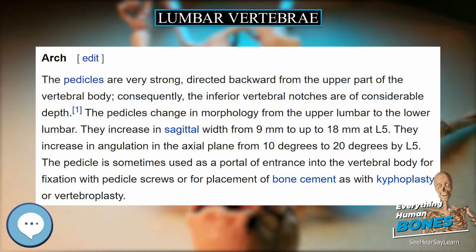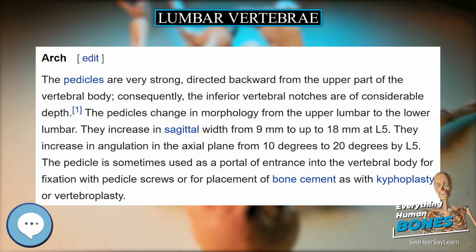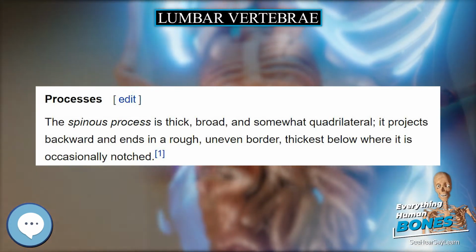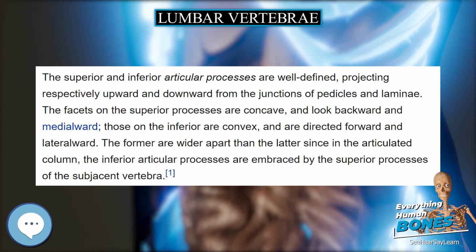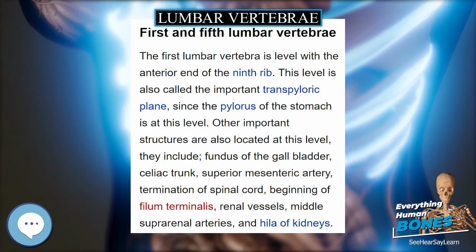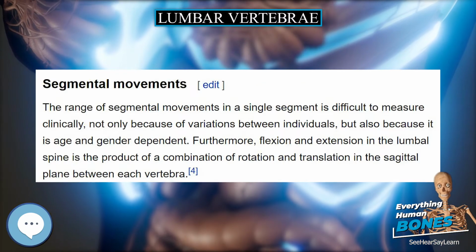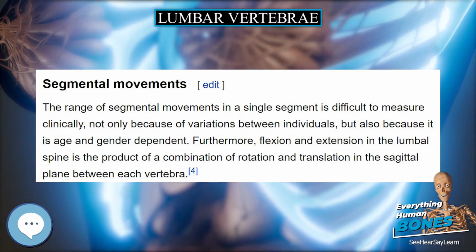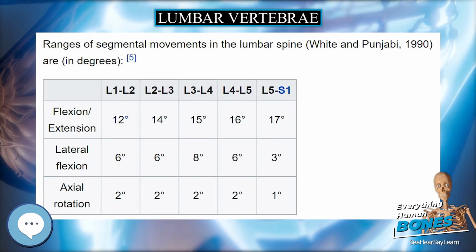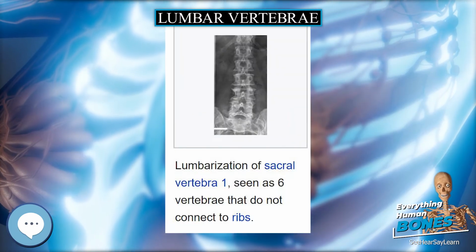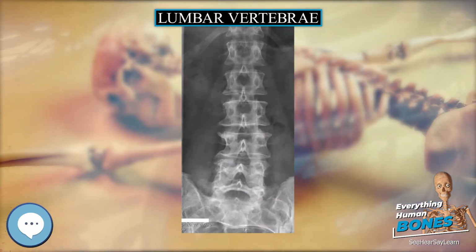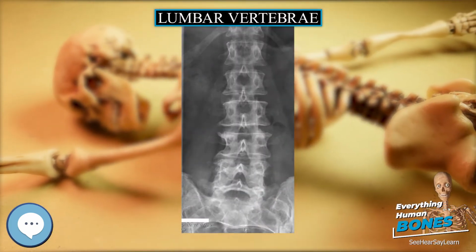Processes. The spinous process is thick, broad, and somewhat quadrilateral. It projects backward and ends in a rough, uneven border, thickest below where it is occasionally notched. The superior and inferior articular processes are well defined, projecting respectively upward and downward from the junctions of pedicles and laminae. The facets on the superior processes are concave, and look backward and medialward. Those on the inferior are convex, and are directed forward and lateralward. The former are wider apart than the latter, since in the articulated column, the inferior articular processes are embraced by the superior processes of the subjacent vertebra.